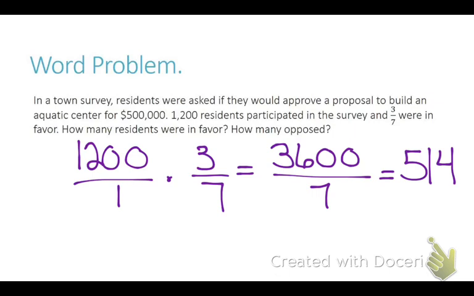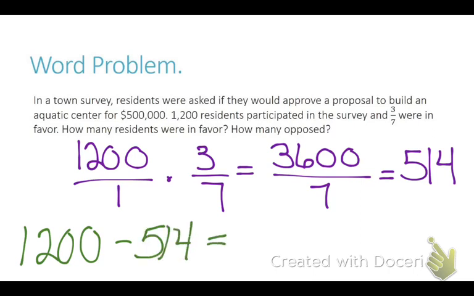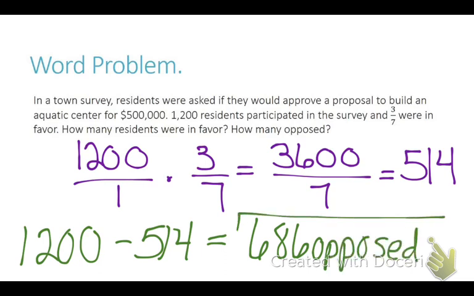So if 514 people were in favor, how would I figure out how many are opposed? Subtract it from 1,200. So now 1,200 minus 514 equals how much? 686. Opposed. Okay, 686 opposed, 514 were in favor.